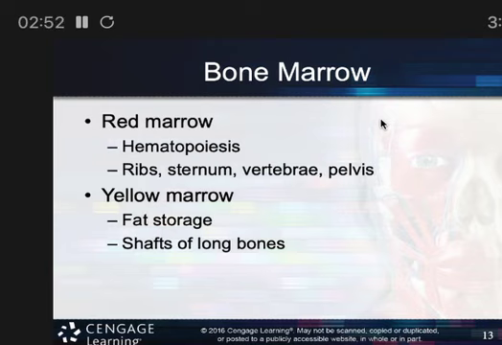Yellow marrow is found in the medullary cavities of long bones of adults. What happens there is that initially what was red marrow gets converted to yellow marrow, and that serves then as fat storage. What we want to look at next is what this tissue looks like.